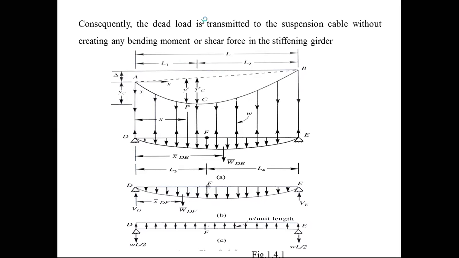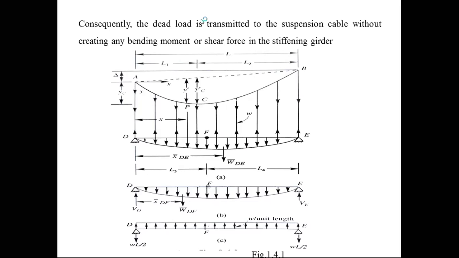So the self weight of the stiffening girder is automatically transferred to the hanger cables. Therefore the dead load of the stiffening girder does not resist any bending moment and shear force. Then when will there be bending moment and shear force? Only due to vehicular traffic. So you can analyze the stiffening girder due to only vehicular traffic, subject to external loads. There is no dead load. Bending moment and shear force due to dead load are already transferred to the cable in the form of uniform distributed load.